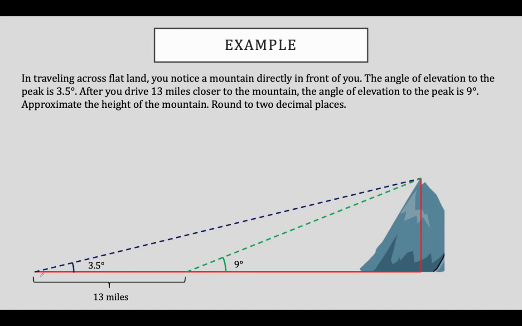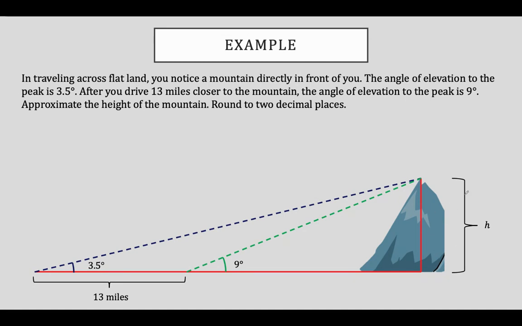Okay, so here is our image. Notice if we start out here, we're driving. We have an angle of elevation of 3.5 degrees. We drive 13 miles closer to the mountain. Our angle of elevation is now 9 degrees. And we want to approximate the height of our mountain, okay?